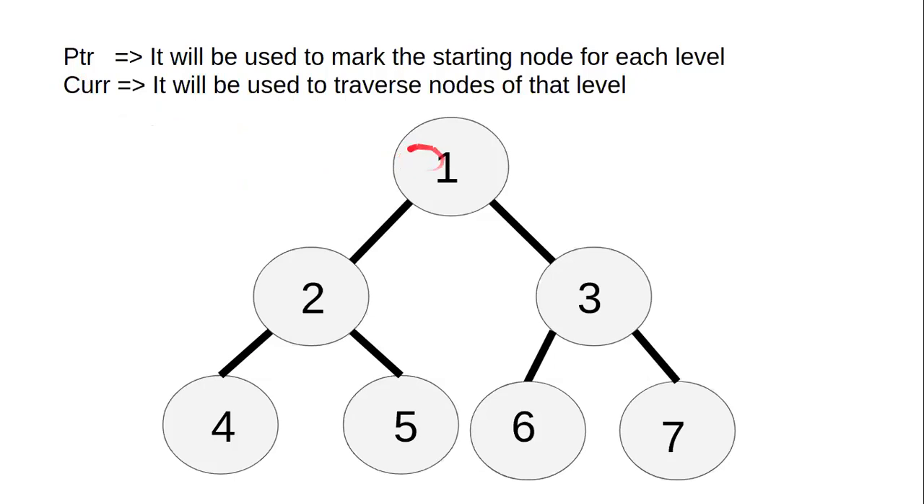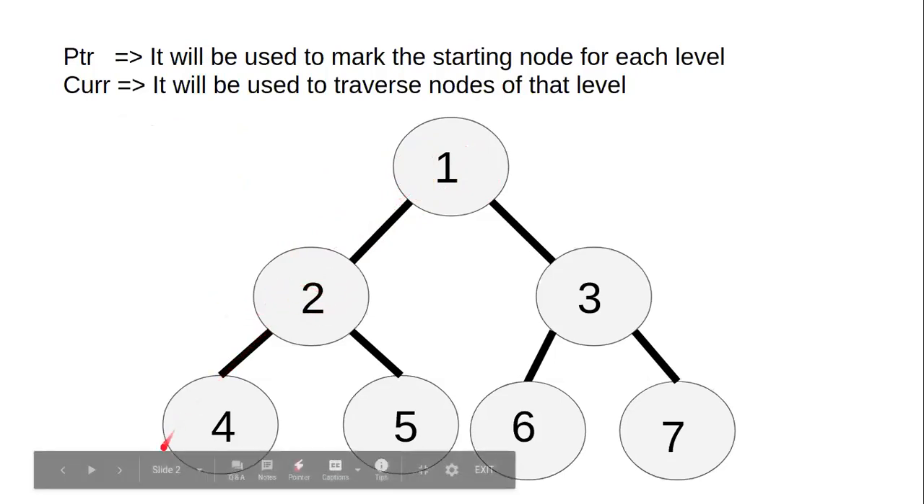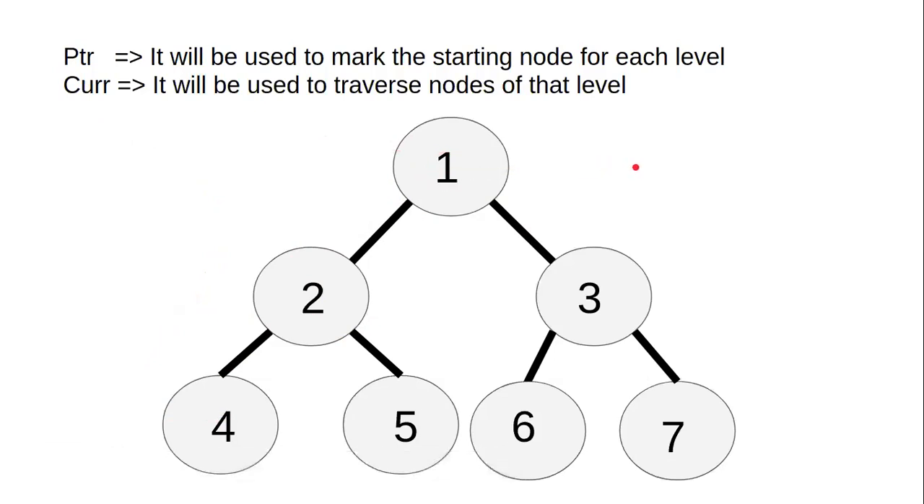The ptr will be used to mark the very beginning node of each layer. For example, if I am right here in layer 1, then I will tell ptr to point to 1. Similarly, if I am at layer 2, the ptr will be pointing to 2, and in the last level the ptr will be pointing to 4. So ptr will move something like this. And current is basically used to traverse all the nodes in the current layer.